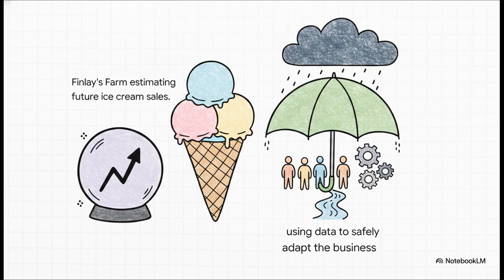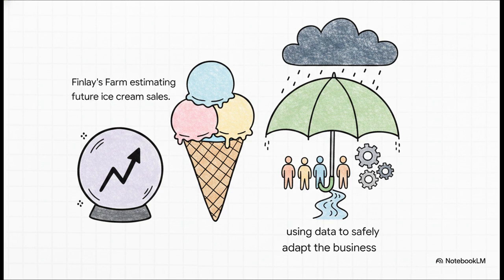So, how does this play out in a real business context? Let's look at the example of Finley's Farm Ltd. From our sources, by gathering information to forecast potential changes in market conditions, they can confidently estimate future sales. Using confidence intervals, Finley's Farm can forecast their future sales of ice cream.